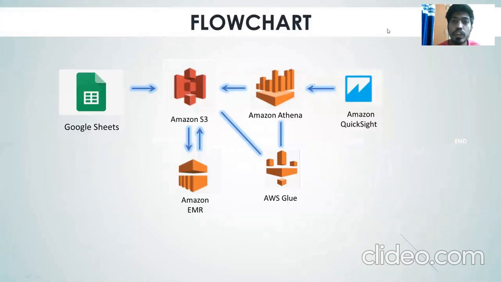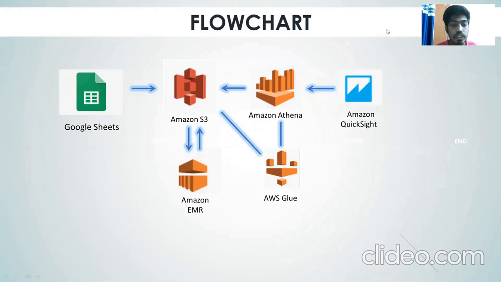So this is a flowchart of AWS. In this, first the collection of data will be done using a Google Form, which will save to a Google Sheet in Google Drive. To upload the data from Google Drive to S3, we will use a third-party app like CloudHQ or Wondershare.